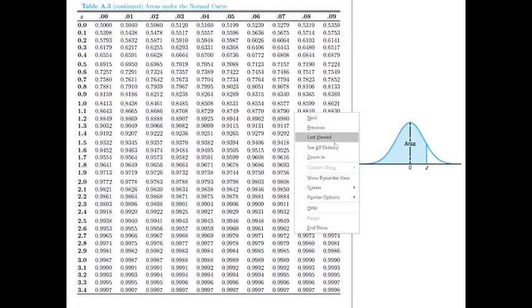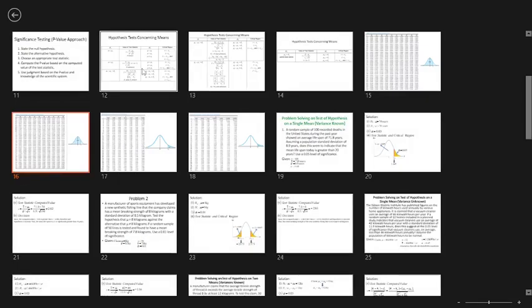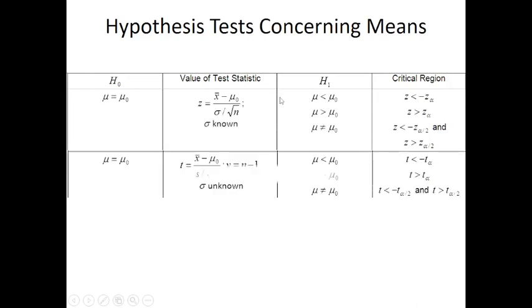So let us see the table. Okay, here we go. Mu equals mu sub 0. So test on a single mean, wherein the standard deviation or variance is unknown. If it is unknown, we are going to use t-test. So this is the formula for finding t. And this is the number of degrees of freedom formula.